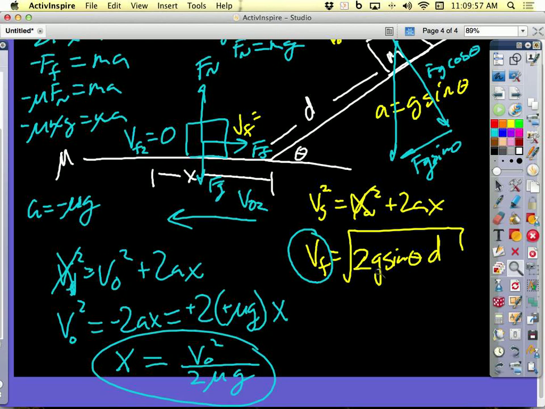Questions? So, if you do not know how to do these two problems, you have homework, right? Because you need to practice these problems tonight. Because the test is going to have two problems like this.